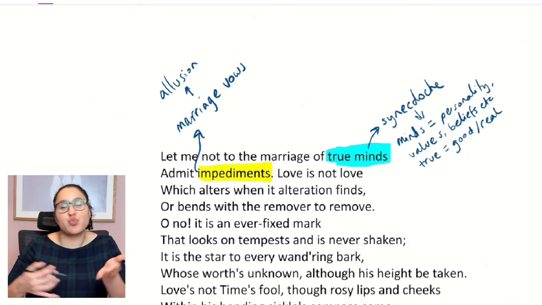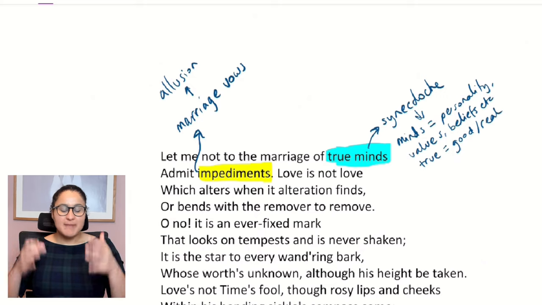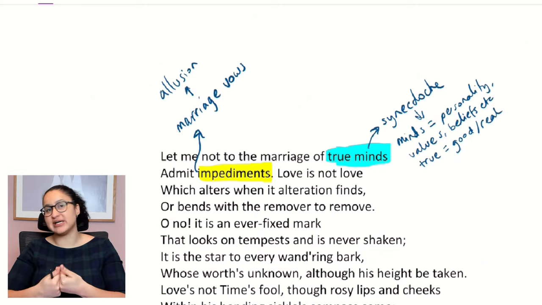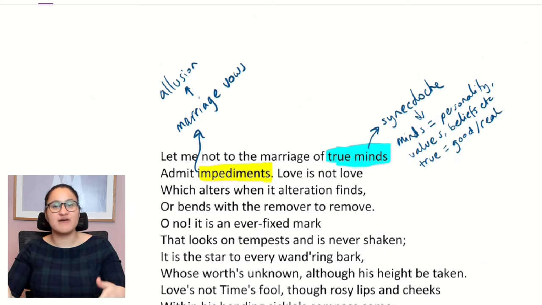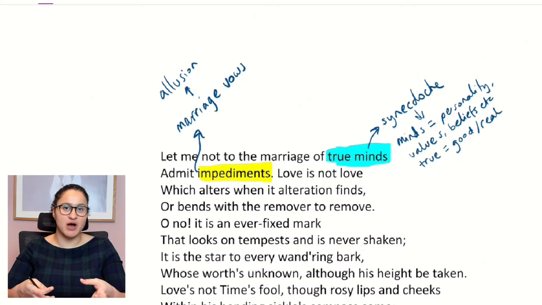So let's return to why he's got these marriage vows in this opening line to begin with. Marriage is essentially the most formal legal way of looking at love. It's a legally binding relationship between two people. And as part of that, as part of marriage, there almost has to be this acknowledgement of obstacles and challenges that you face as part of being married.